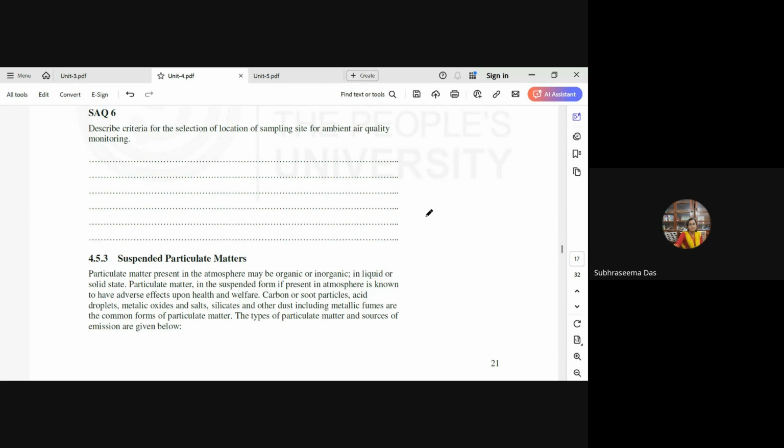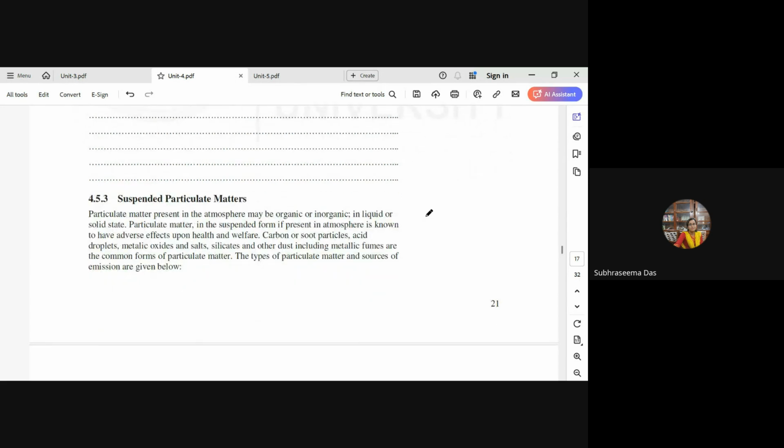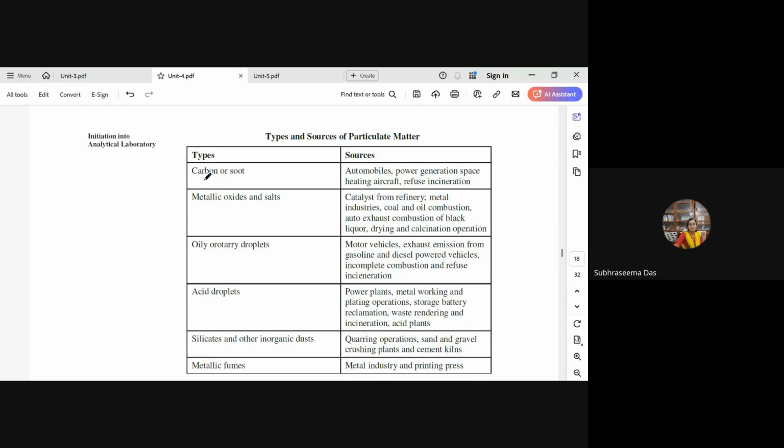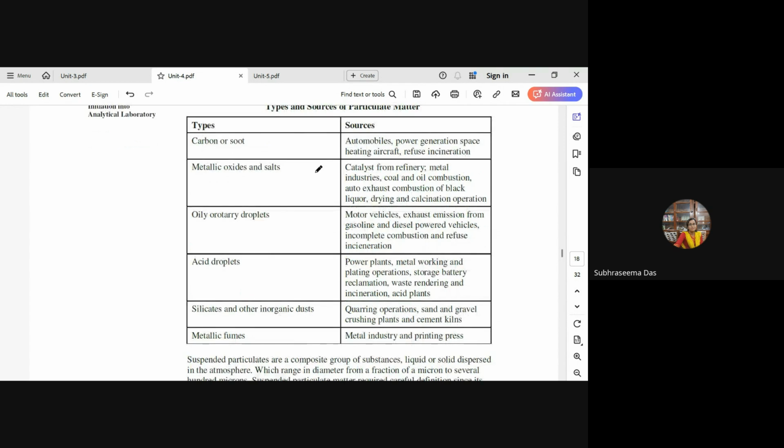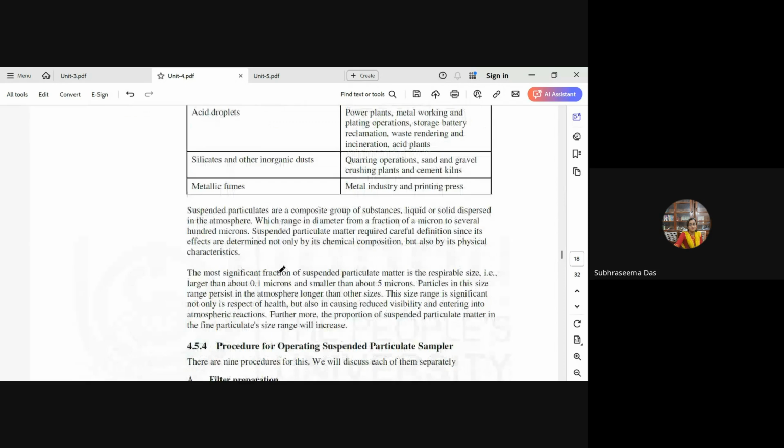Then suspended particulate matter. We know the particulate matters which are dispersed in the air have adverse effects on the human body. The types of particulate matter and the sources of emission have been listed in this table. Particulate matters include carbon or soot arising from automobiles, power generation, refuse incineration, and other sources. We have metallic oxides and salts, then oil droplets, acid droplets, silicates, and other salts. These are the sources from which such particulate matters arise. They are actually a group of substances of size particularly 10 microns, and in a recent development 5 micron particulate matter has also been found.